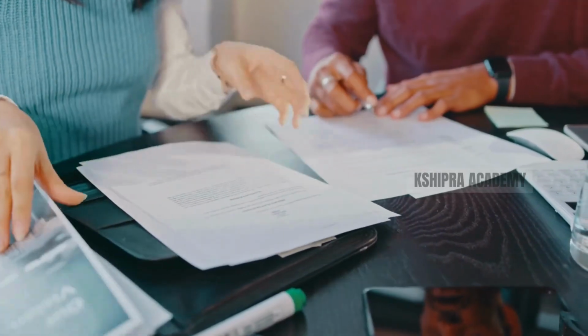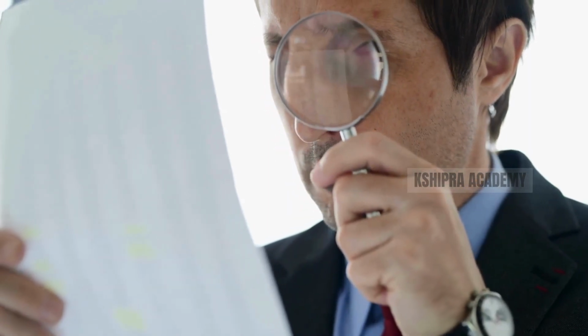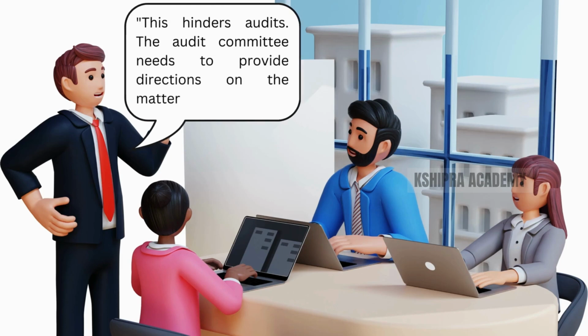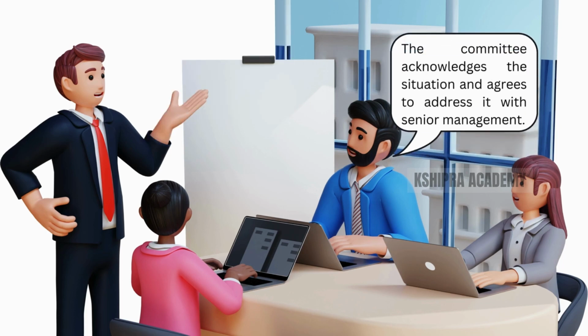Our internal auditor has encountered challenges in accessing necessary financial documents from a department under review. Despite repeated attempts and explanations, the management of the department has been reluctant to provide the requested documents, citing various reasons. This presents a significant conflict of interest as it hinders our ability to conduct thorough and effective audits. The committee acknowledges the situation and agrees to address it with senior management.